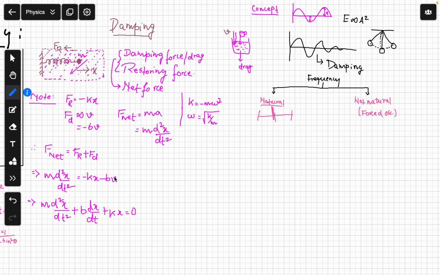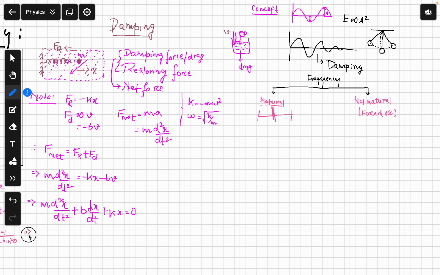And what is velocity? Velocity is dx by dt. So I'll write it down as dx by dt. And this is minus kx. I'll take it on this side, so this will become plus kx. Now what we have is a second order differential equation, and we can try to simplify this further and solve it.